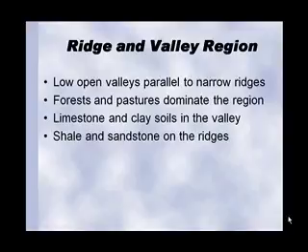The Ridge and Valley region is made up of low open valleys parallel to narrow ridges. Forests and pastures dominate this region, and the limestone and clay soils are in the valley, and shale and sandstone are in the ridges. Cedartown is located in the Ridge and Valley region as well.